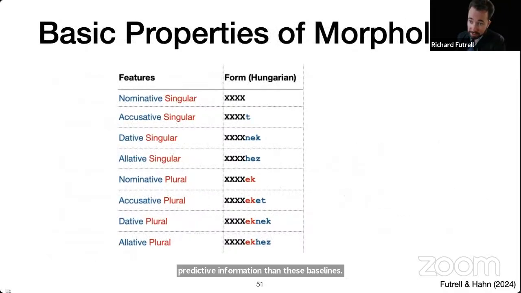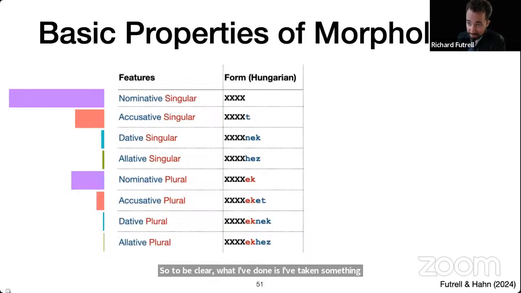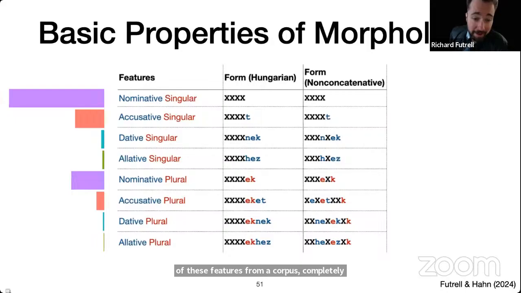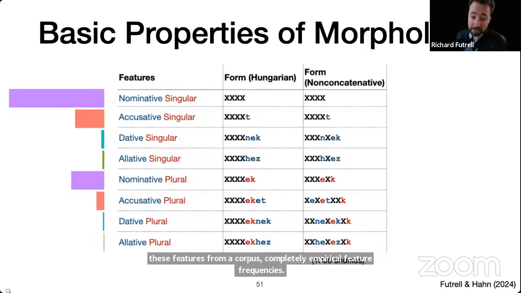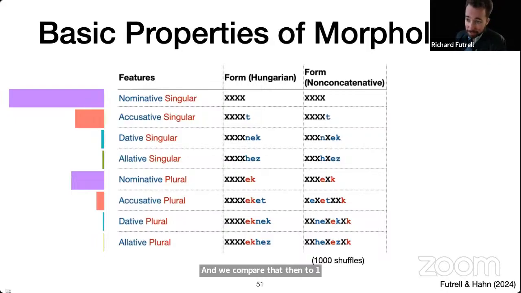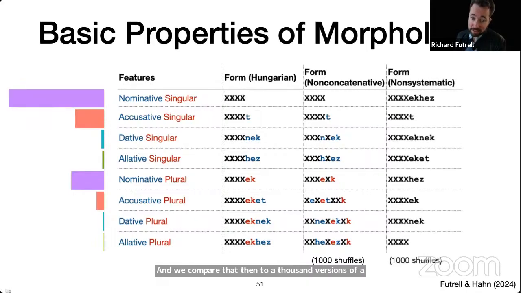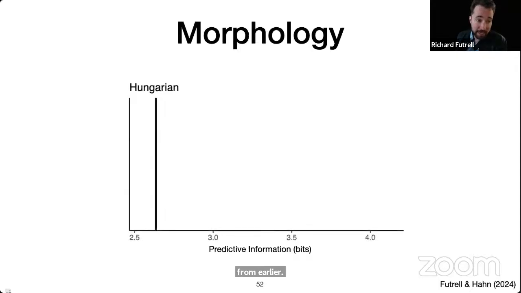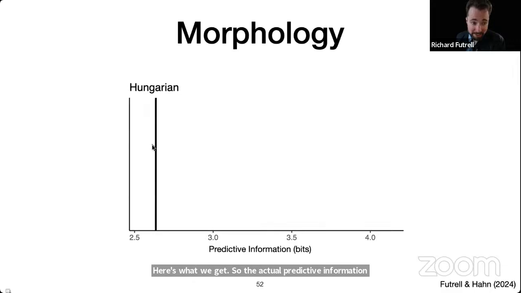So to be clear, what I've done is I've taken something like Hungarian, and I've gotten the probabilities, the frequencies of these features from a corpus, completely empirical feature frequencies. And we compare that to 1,000 versions of a non-concatenative version of Hungarian and 1,000 versions of a non-systematic version of Hungarian. And we measure predictive information using the formula from earlier. Here's what we get. The actual predictive information for the actual Hungarian noun morphology is like 2.6 bits. There it is in the black line.